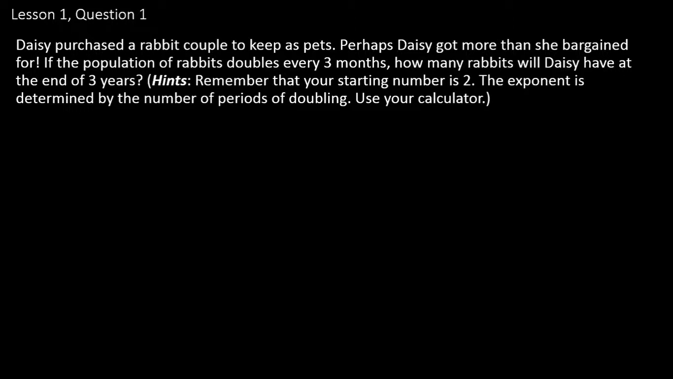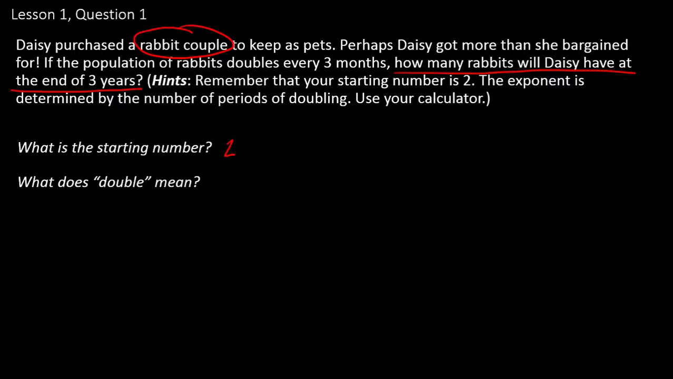Okay, think about the question before you start working. What are we being asked to solve for here? Well, we're given some information, and our goal is to figure out how many rabbits will be in this population at the end of 3 years. Now let's consider what we know and make a plan. Well, we know the number of rabbits that we're starting with. She purchased a rabbit couple, meaning we're starting with 2 rabbits.